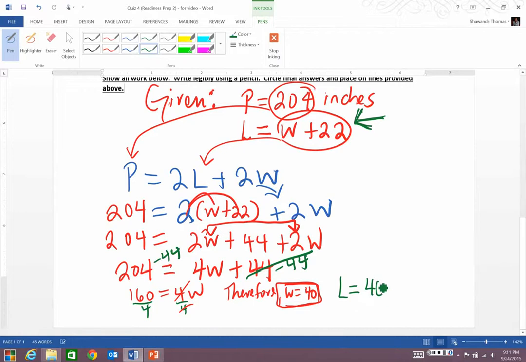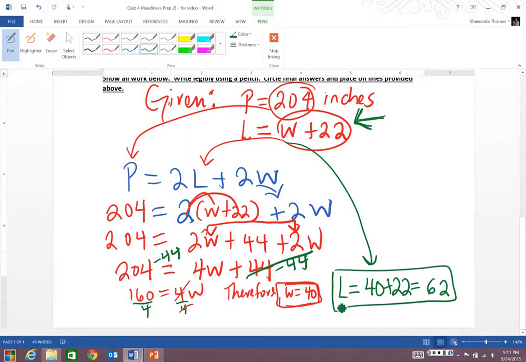So all we have to do is plug in 40 for the W. Therefore, L must equal 40 plus 22, which is 62. Therefore, the width is 40 inches and the length is 62 inches. Or in other words, 40 by 62.